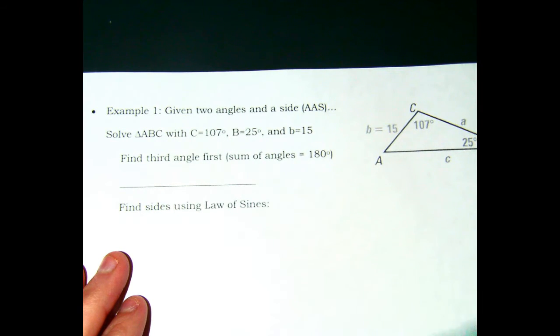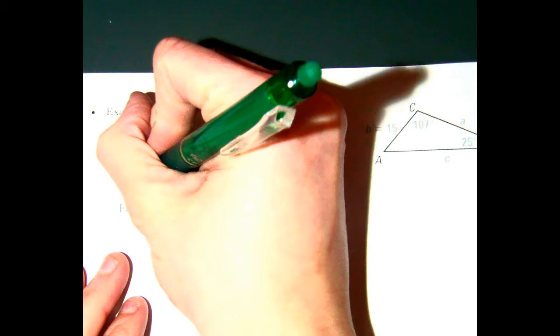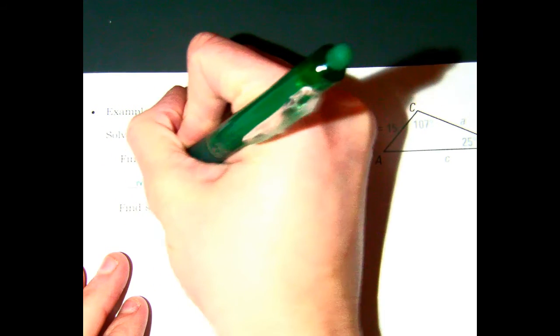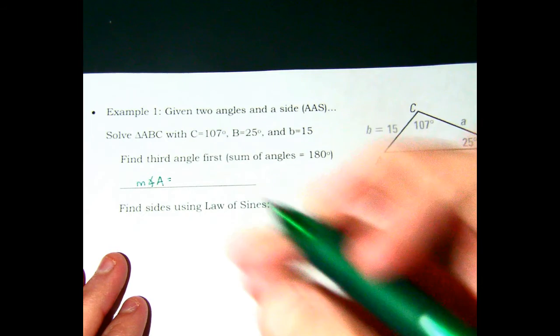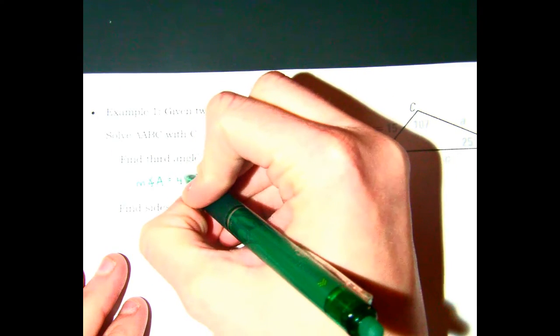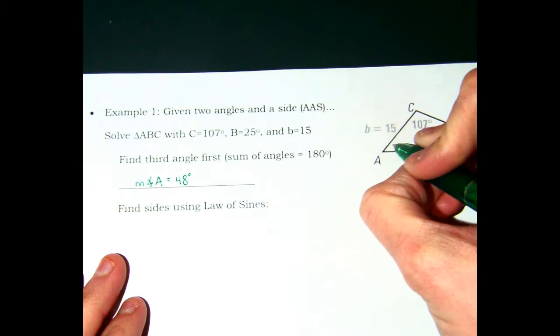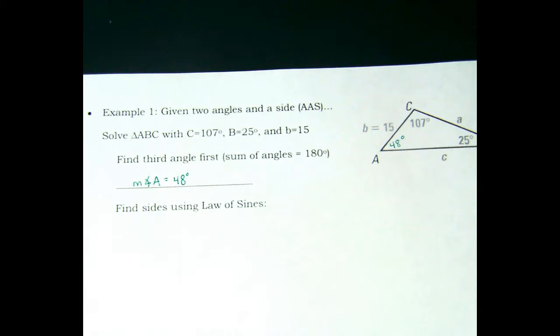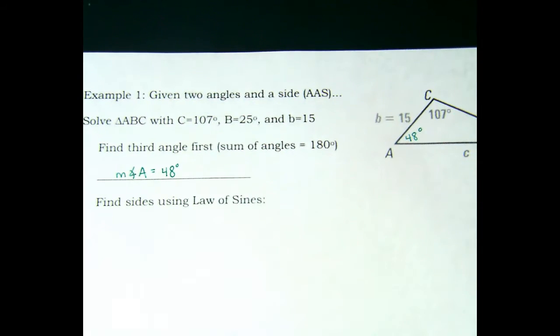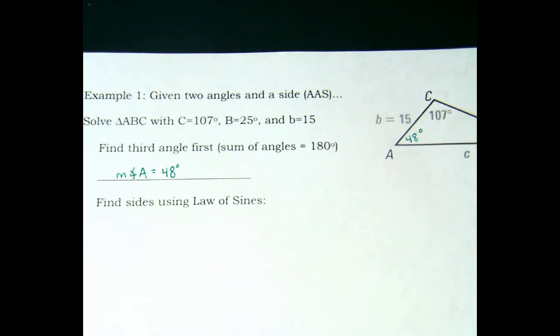How do we find the measure of angle A? Yeah, 180 minus 107 minus 25. What is it? 48 degrees. All right, that's the first thing we're going to do. 48 degrees. Great. I'm having a problem making it so you can see it today.